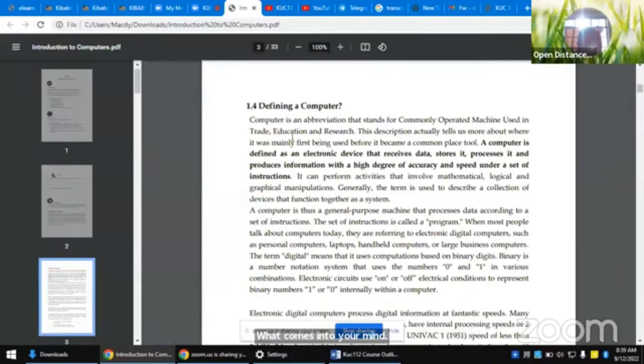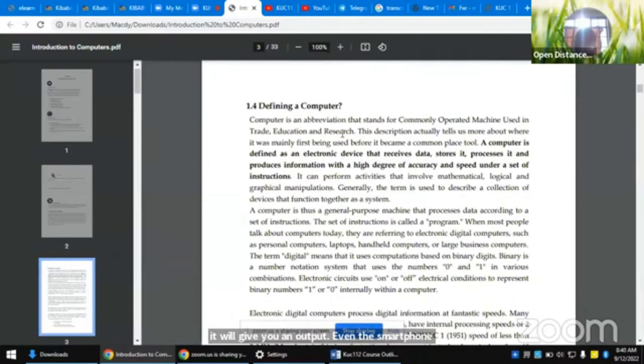What comes into your mind is that, of course, a computer is an electronic device. When you ask most people, they say it's an electronic device. Then there are certain things you must not miss out when defining a computer. You must not miss something to do with the processing, the input, and the output, because that is very key. Any computer that receives data will process that data and give you an output. Even the smartphones you have are also just computers.